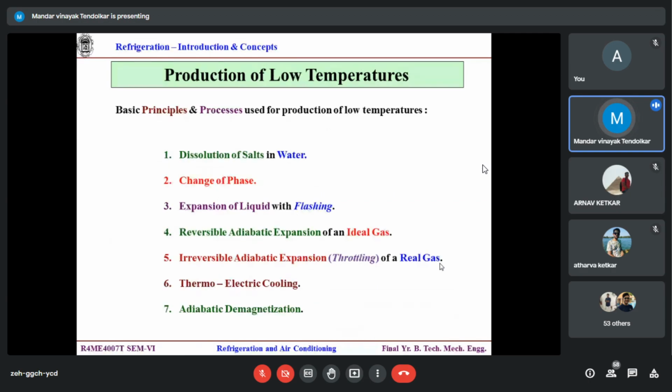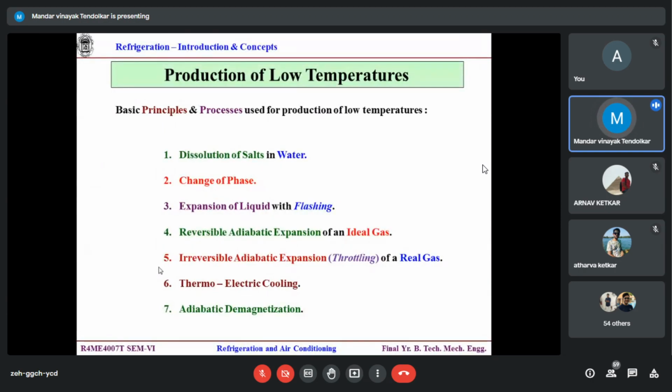Now I will take you further towards the production of low temperature. There are different methods available with the help of which you can generate low temperature. So the basic principles and allied processes which are used for the production, and of course maintenance, of the low temperatures. These are some 6 or 7 different methods. Let us discuss them in depth.